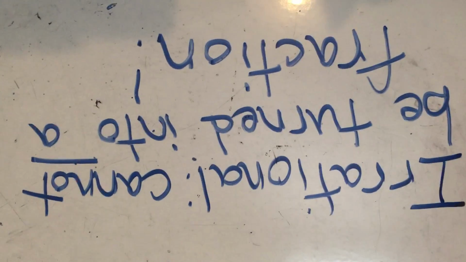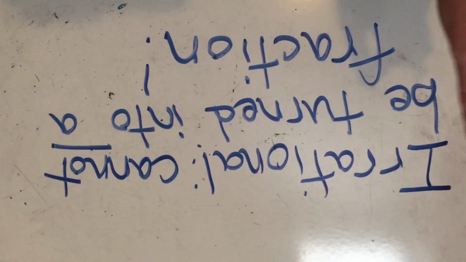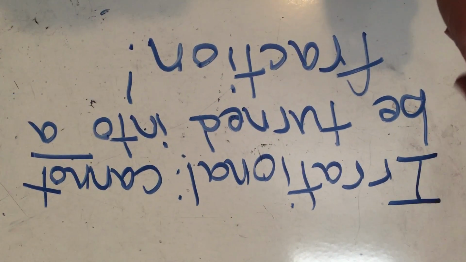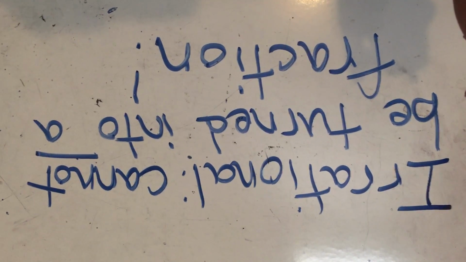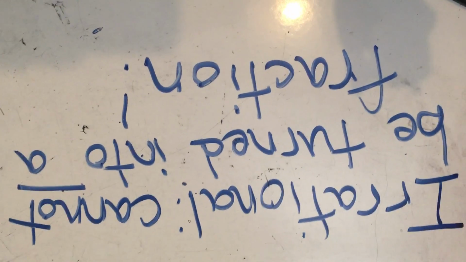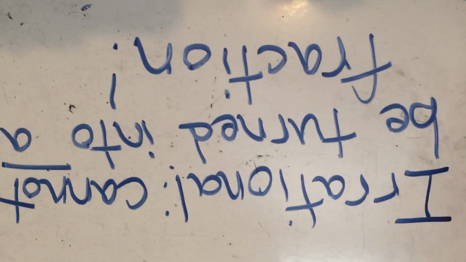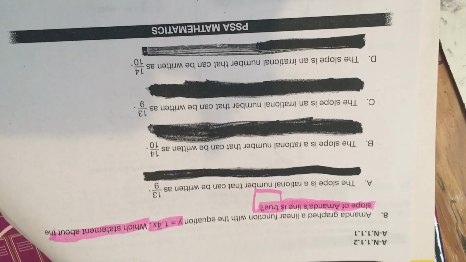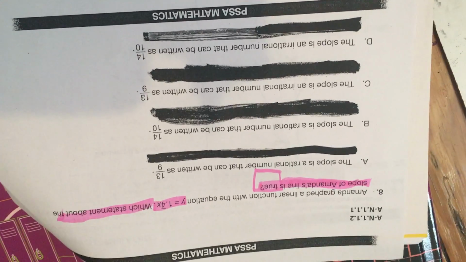An irrational number cannot be turned into a fraction. A rational number can be represented as a fraction. So, in our options, we have rational number, rational number, irrational number, irrational number. We have 1, 2, 3, 4 options.